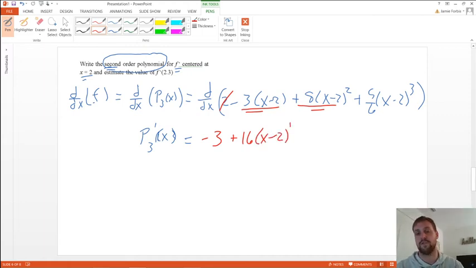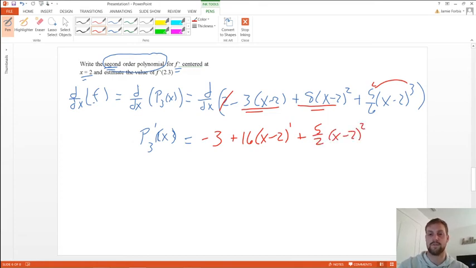And then because the derivative of the inside is just 1, the chain rule doesn't matter there. Plus, if I were to do the power rule here, that would be 5 halves x minus 2 squared, and then times the derivative of the inside, which is just 1. Notice how it went from a power of 3 polynomial to a power of 2 polynomial. That's why we're talking about second order.